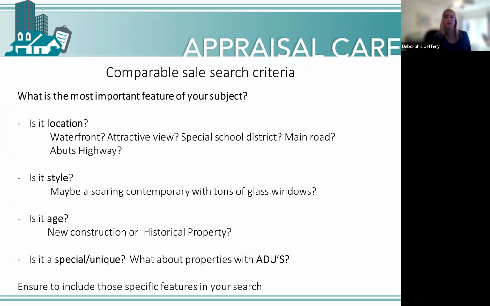So when you're looking at a property and you're trying to figure out the value, you need to look at what's the most important feature of this property. Okay, if it's on the waterfront, that's going to be the most important feature, right? So we're going to want to try to find comps that are waterfront. If it's got a certain view, we want to make sure we focus on ones that have that certain view. Special school district, there are some that are definitely in more demand than others.